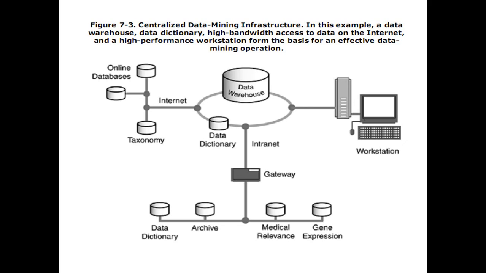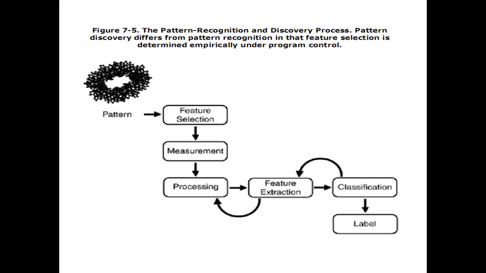Okay, so there is a data warehouse. We store the data for a temporary time. Using the internet we get a lot of information on the workstation, so it can be analyzed. Here on the bottom panel you can see there is a data dictionary, use of archive data, medical relevance, gene expression. These are the different kinds of data we can save. We can separate the data and save it accordingly. These are all connected with each other, and this is the process of pattern recognition, how we recognize the pattern among the data.